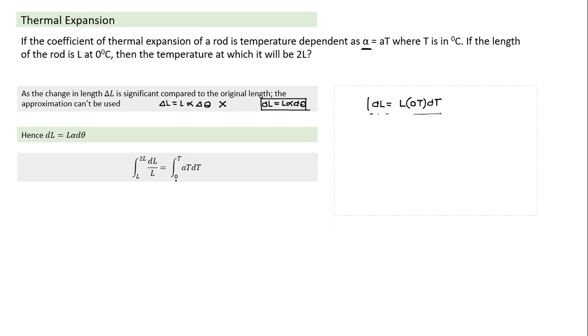And what do we need to calculate here? Which are the two things that are relevant? At 0 degree, length is L. We need to find t when length becomes 2L. Very simple integration, and we get an answer here.